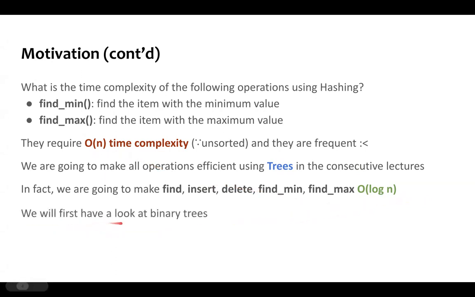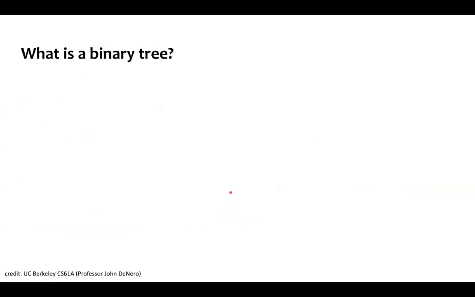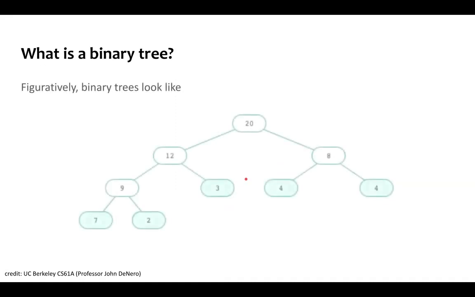Thus, we'll first have a look at binary trees. So what is a binary tree? Figuratively, binary trees look like this. So there is a node like this, and one node can have a maximum of two children like this. And some nodes can have one node as a child or no child at all.